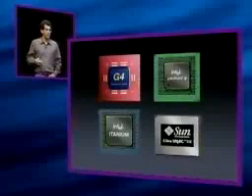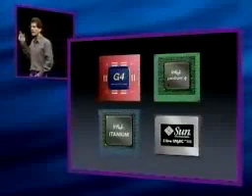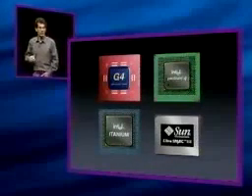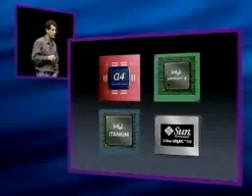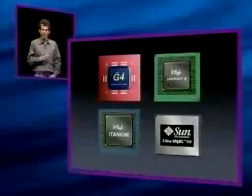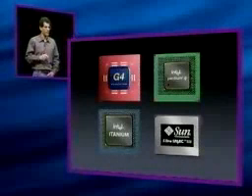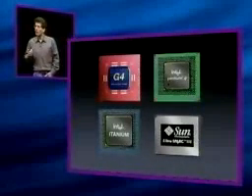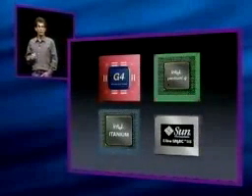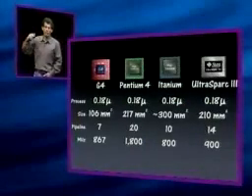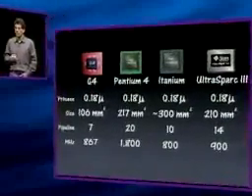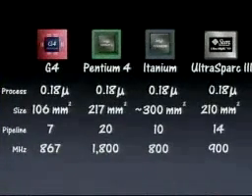So let's look at some examples of this. Here are the 4 leading processors in the industry today. The PowerPC G4, my personal favorite, the Pentium 4, Intel's next generation 64-bit architecture, the Itanium, and Sun's latest SPARC processor, the UltraSPARC 3. We can compare several characteristics of these processors. We can look at the process, the size, the number of pipeline stages, and how many megahertz they run at.